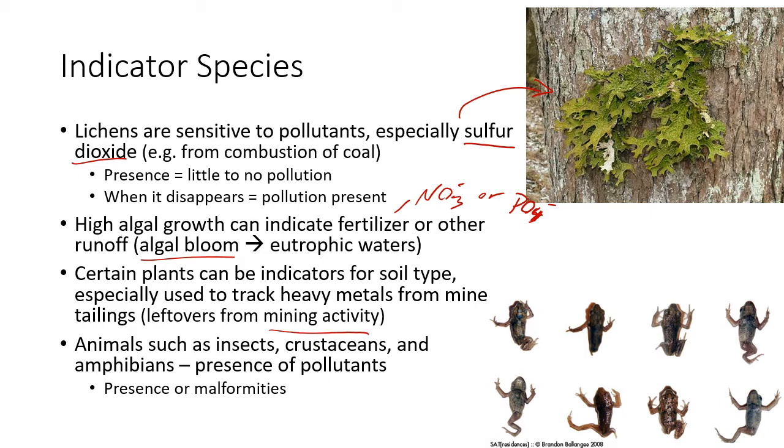And then animals, a lot of different animals, especially amphibians, are really susceptible to many types of pollutants, and they can be malformed. This is not photoshopped. Those are frogs that have grown without one or more of their back legs fully developed. Okay, so that would indicate the presence of pollutants.